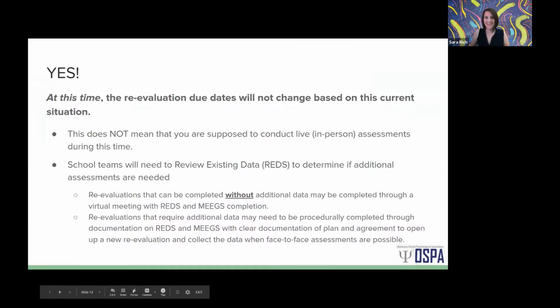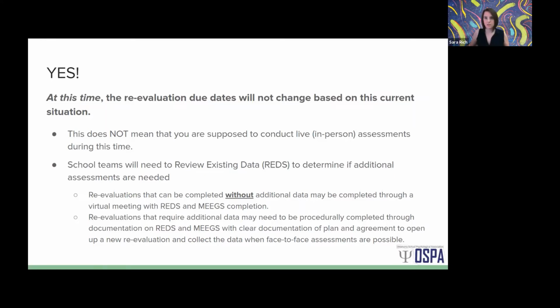Yes. Again, as of recording this video, there has not been any waiver issued by the federal government to alter timelines for IEPs and evaluations. And Oklahoma's Department of Education does not have that power. It is a federal decision. So therefore, the original reevaluation due dates will not change based on the current situation.